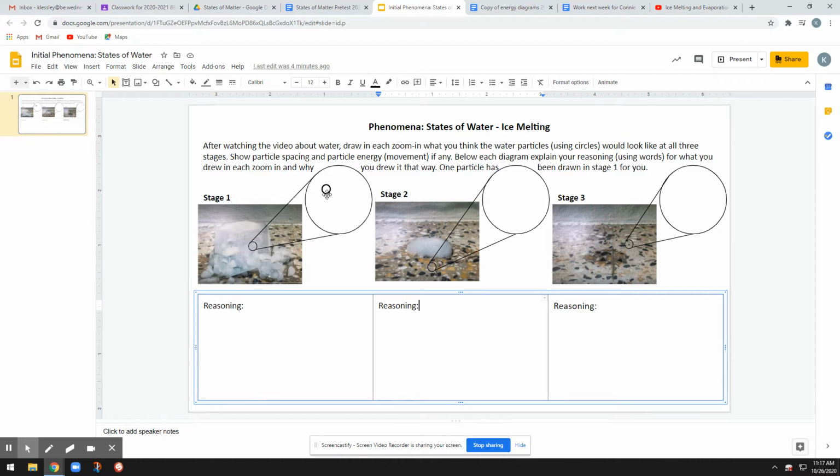So same deal, you can copy and then paste circles in this zoom in for stage two as the ice has now melted into water. Also, it does say show particle spacing and particle movement or energy. So if you can figure out a way to represent movement, you can do that in that space as well, or you can explain it down below in your reasoning. So stage two would be the water or the ice after it has melted.